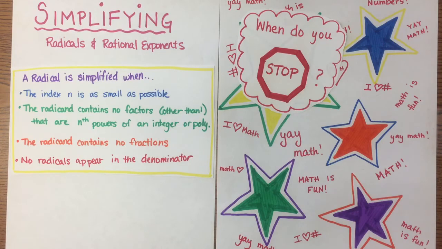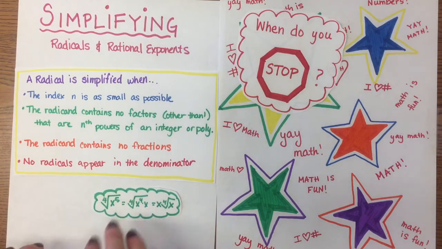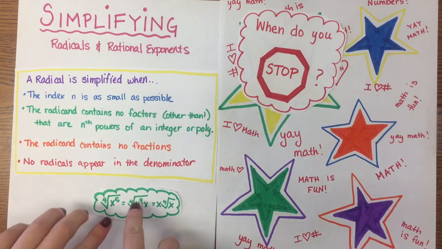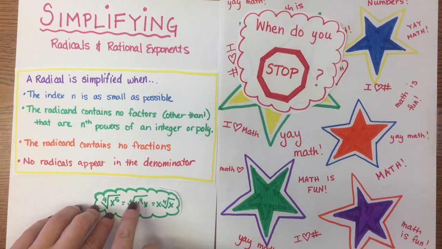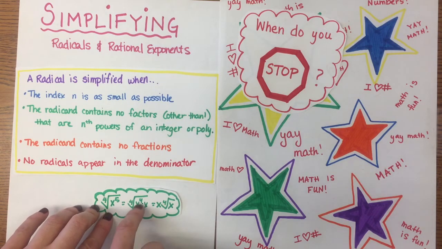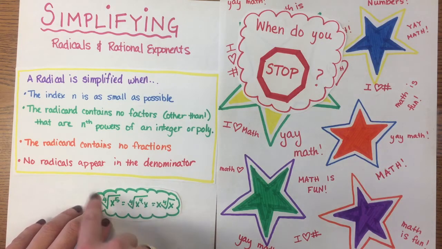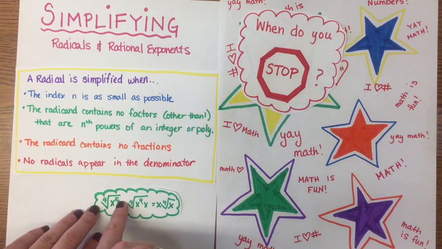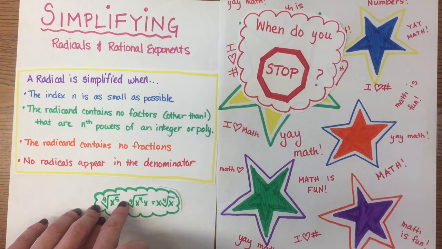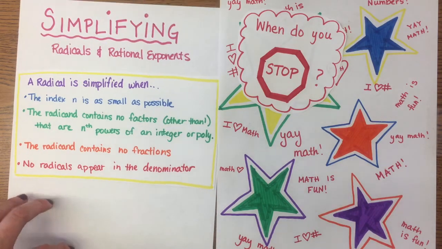The next one, the radicand contains no factors that are nth powers of an integer or a polynomial. An example is the 4th root of x to the 5th. X to the 5th contains the factor x to the 4th, which has a 4th root. So I need to rewrite x to the 5th as x to the 4th times x. This x to the 4th can come out as x times the 4th root of x. Another way of thinking about this is any factors and their exponents inside must be smaller than the index.